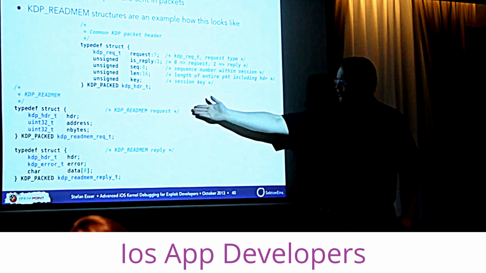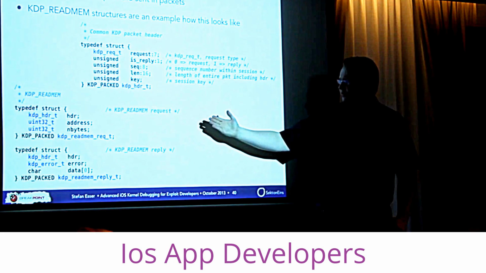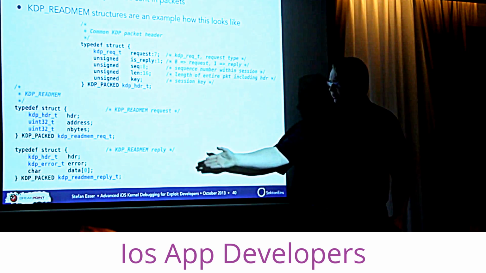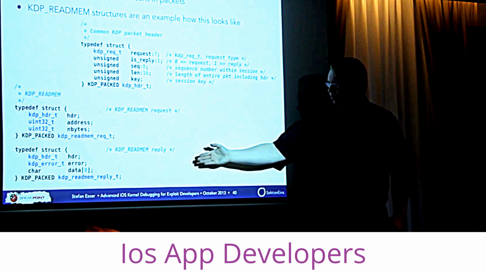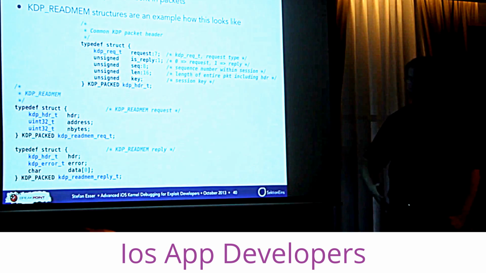Each request is defined like this in the source code. You see the readmem request starts with a header, and then it has the address and the number of bytes that you want to read. What you get in return is the header, an error, which is 0 if there was no error, and the actual data that is read from the memory.